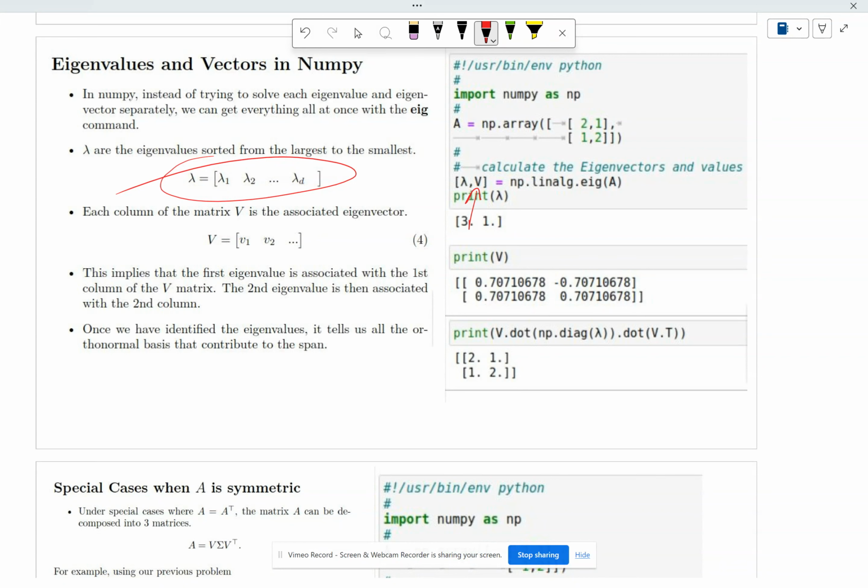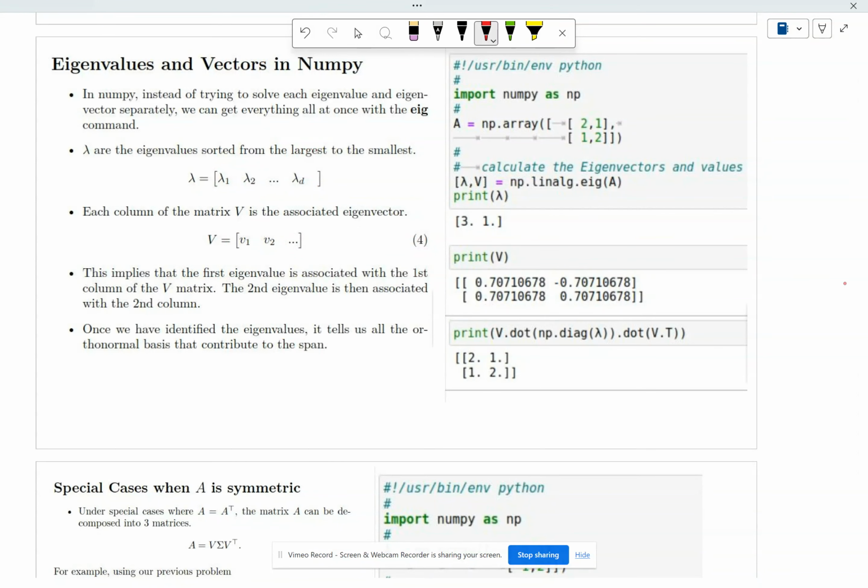Not the vector, the matrix V. So this V, each column of V is an eigenvector. The way they're associated is that the first eigenvalue is associated with the first eigenvector, and the second one with the second, and so on and so forth. Now, once we have identified all the eigenvalues, it tells us the orthonormal basis that contributes to the span. So maybe only the first two contribute, and the rest of them are zero, and therefore you only really care about the first two of them.